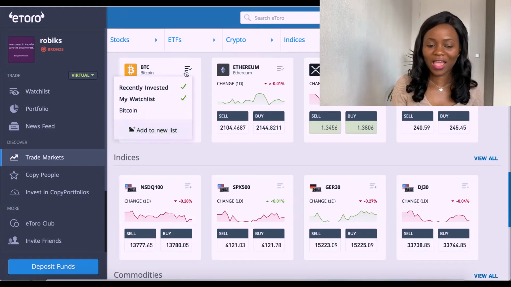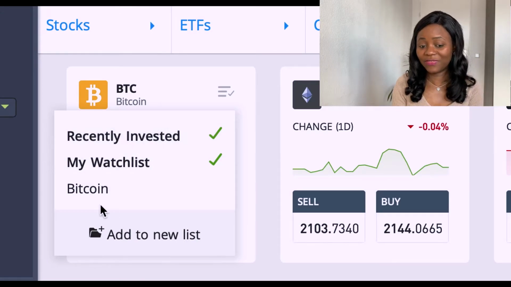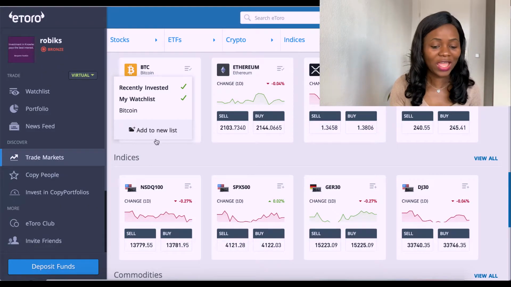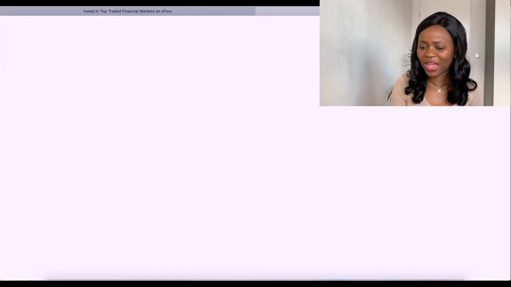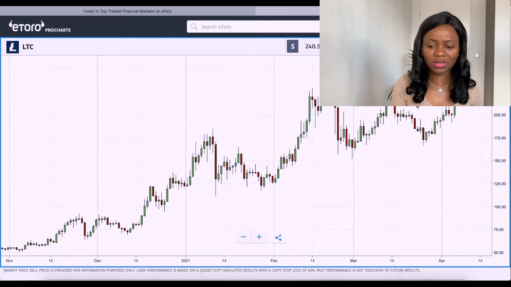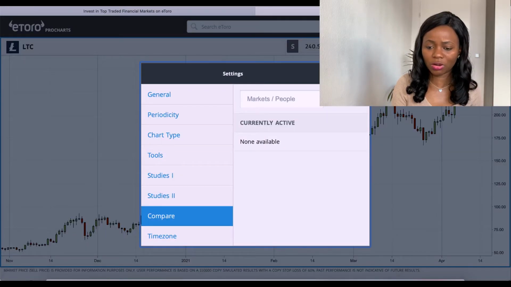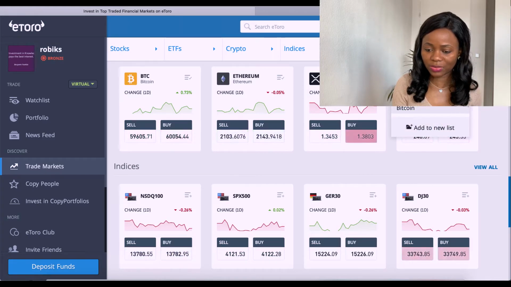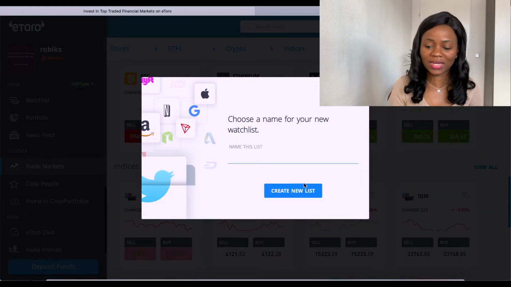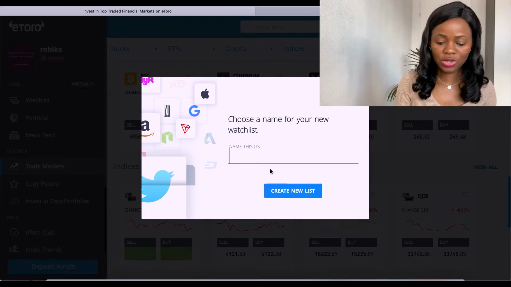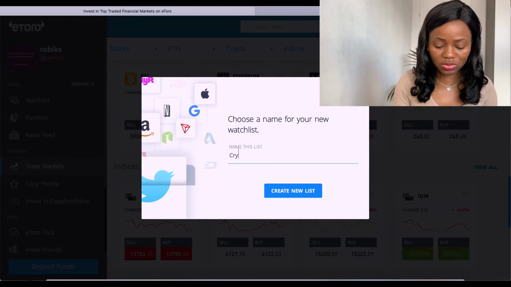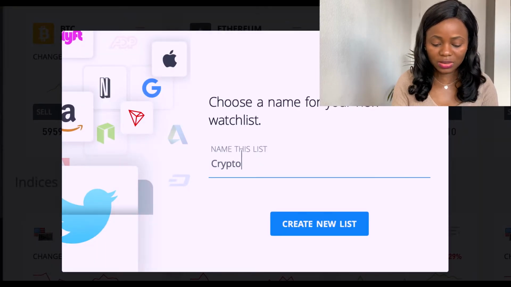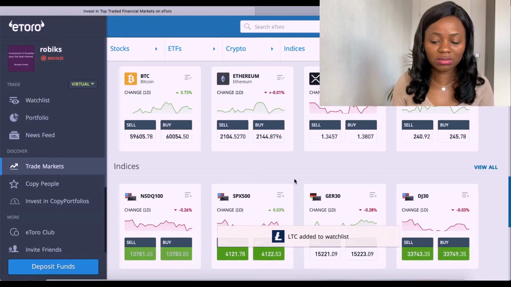For example, I like Bitcoin, so I'll come here and you see it told me I recently invested in it, which is true, and I can decide to add to a new list. And if I have some other things, for example, I'm also interested in Litecoin, I can put it under my watch list. Yeah, it's under my watch list, and that's why it's there. You can create lists, right? So I will just say crypto list. Create new list, and then bam, it's there.